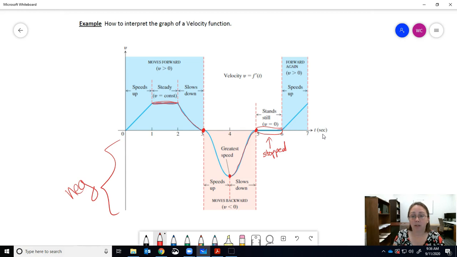But then you start to speed up and you start to go in the forward direction again, or the up direction. You're speeding faster and faster and faster, and then our story ends. Okay? So that's what we can learn by looking at the graph of the derivative. We can analyze what's happening in terms of the motion of the object.